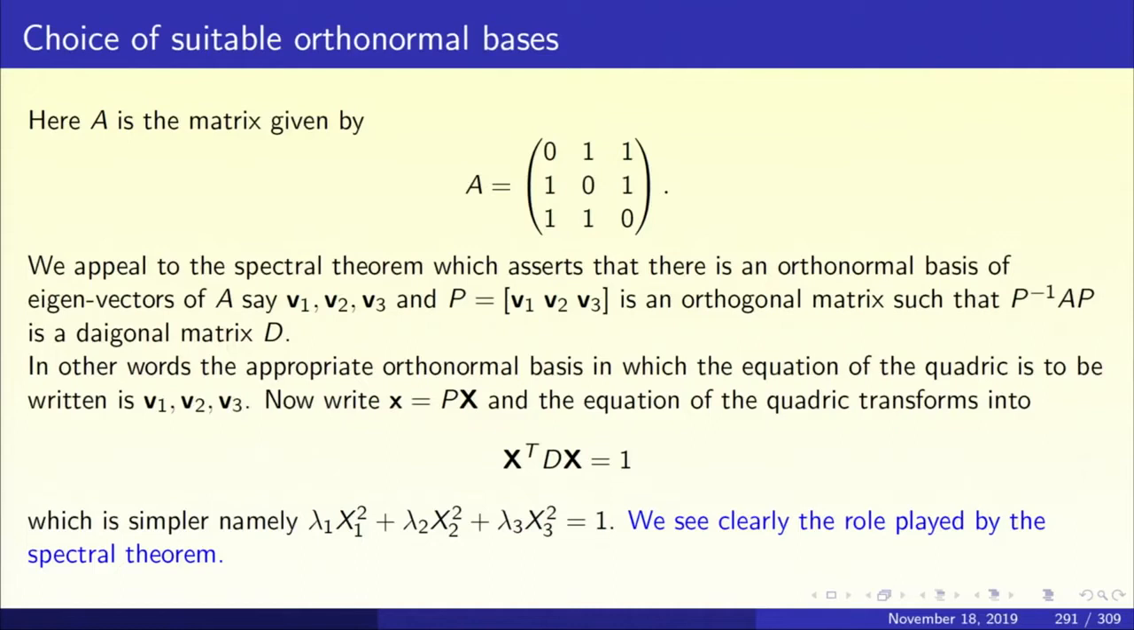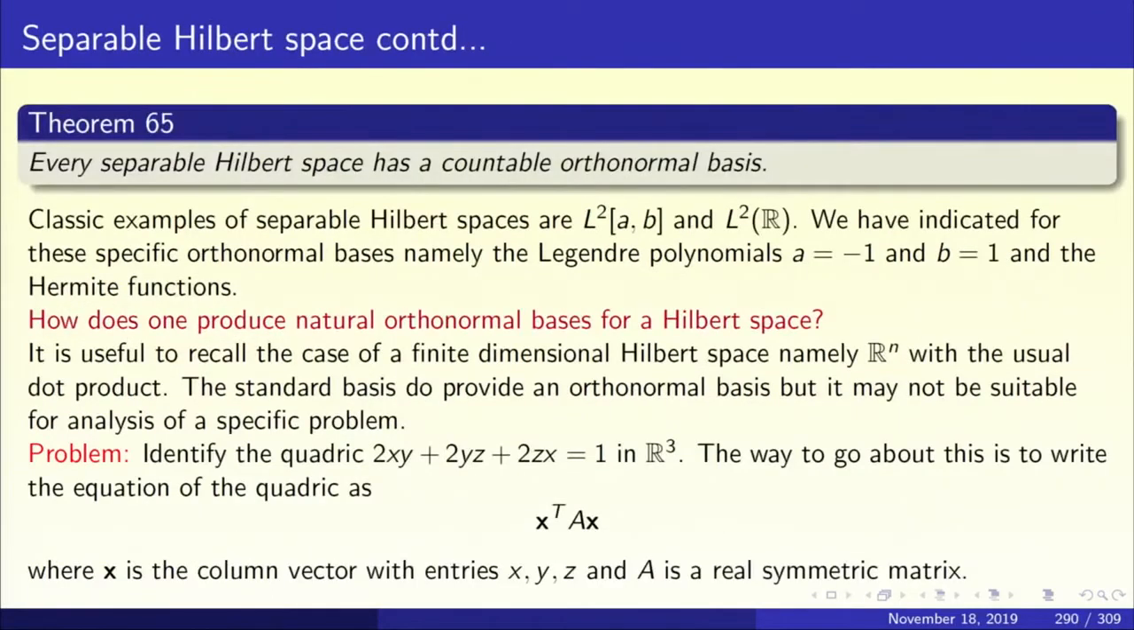So let us take this orthonormal basis V1, V2, V3 and string them together to form a matrix P whose columns are these vectors. This matrix P is going to be an orthogonal matrix, and P inverse AP is going to be the diagonal matrix lambda 1, lambda 2, lambda 3 along the main diagonal. So now let us go back and put boldface little x equal to P times capital X, where P is this matrix.